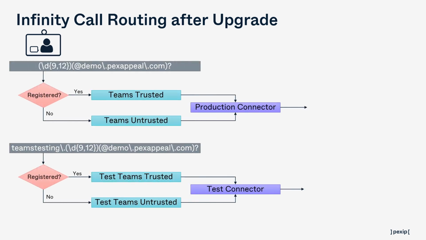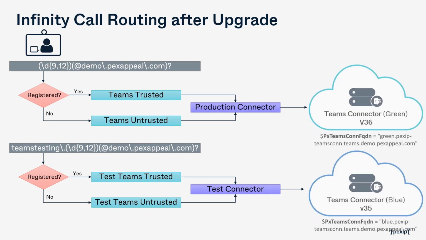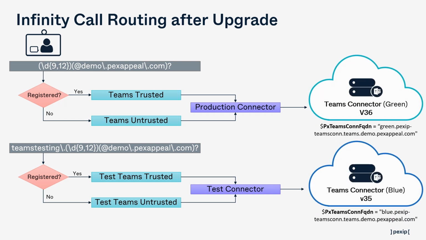Following the upgrade, the call routing of the Teams CVI deployment would look as illustrated. The call routing rules would operate as previously described, however, the call targets have changed due to the Teams connector details being updated as part of the upgrade. This concludes the video series on how to deploy version 35 of the Teams connectors, using the default blue-green method.